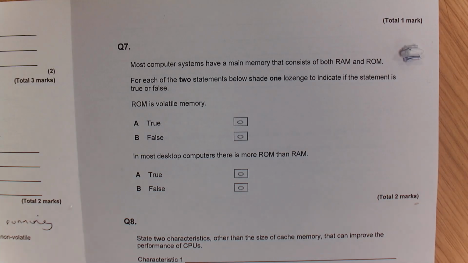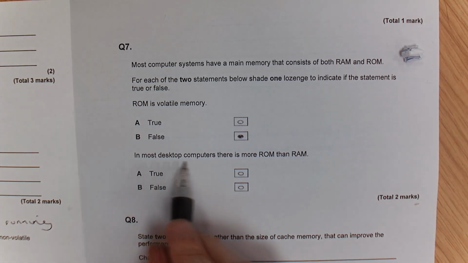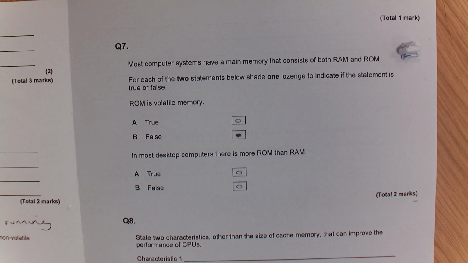Alright? So, over to 7. Most computers have main memory, RAM and ROM. For each of these two statements, which is correct? ROM is volatile, true or false? ROM? False. It is false. In most desktop computers, there is more ROM than RAM. True or false? False.